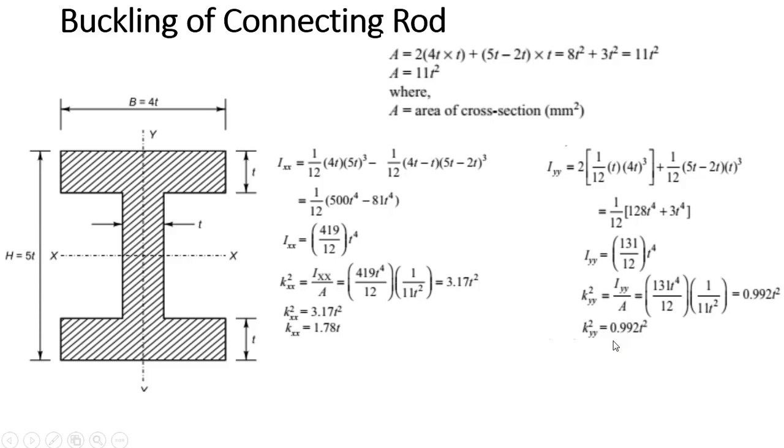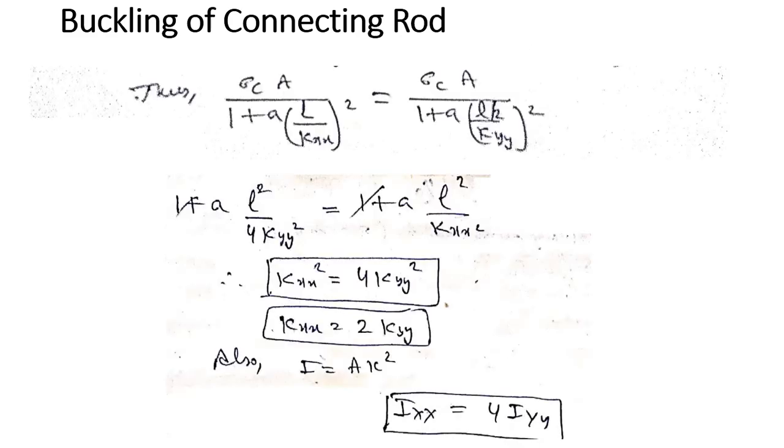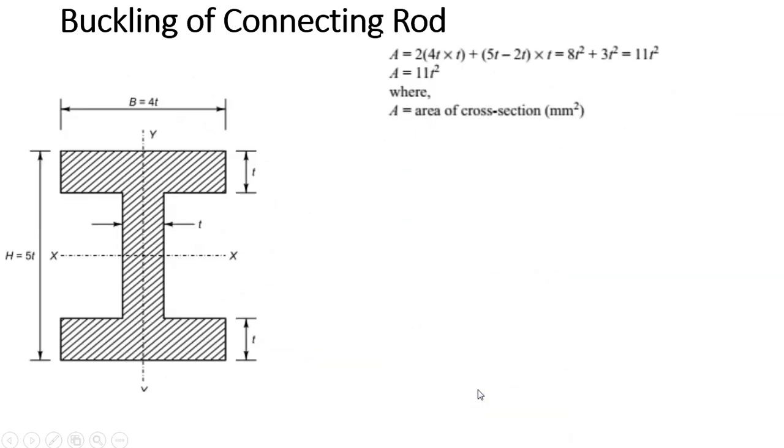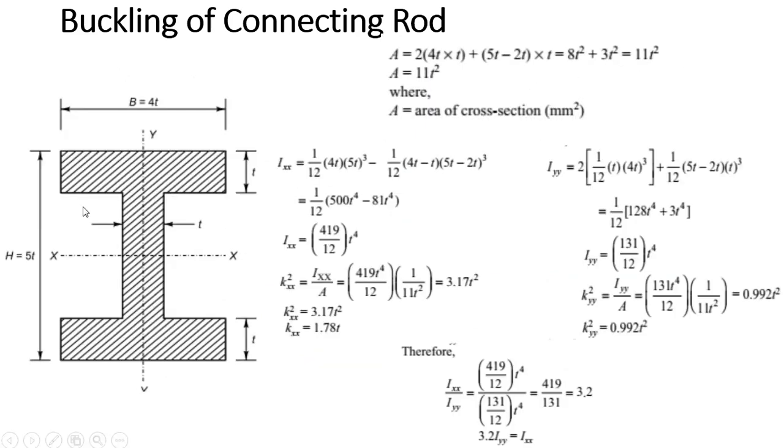Now equating these two terms, IXX and IYY, you will get that IXX is equal to 3.2 times IYY. That means the condition we assumed earlier, that IXX is equal to 4 times IYY, is also well supported when I calculate it through geometry. Through geometry it comes out as 3.2, so there is very little difference between these two. That is defined by the Rankine formula, and by comparing this with geometry, the relations are the same. So this is all about the buckling of the connecting rod.